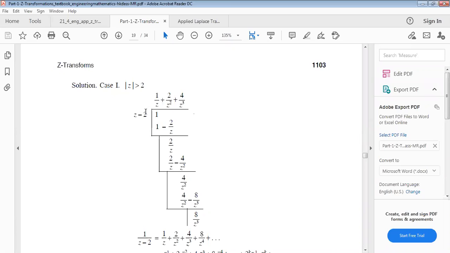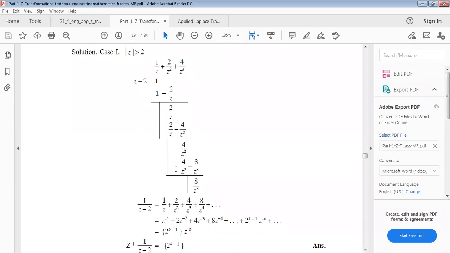Now after multiplication with the third one, 4 by Z cube multiplied by this will give 4 by Z square minus 8 by Z square, and subtracting this will be cancelled. So the remainder is 8 by Z cube. So this series 1 by Z minus 2 can be written as 1 by Z, 2 by Z square, 4 by Z cube, then 2 cube equals 8 by Z to the power 4, plus 2 to the power 4, 16 by Z to the power 5. In this way we can write the whole series.